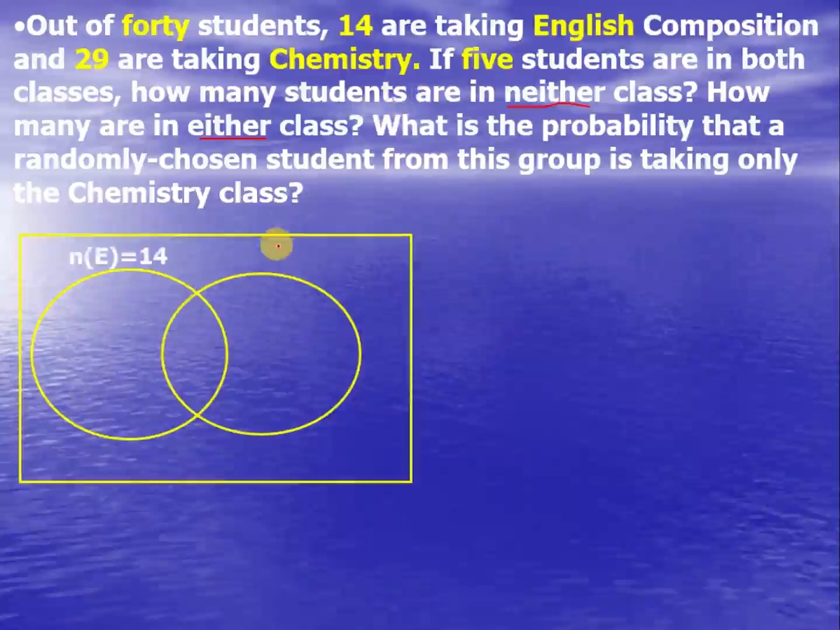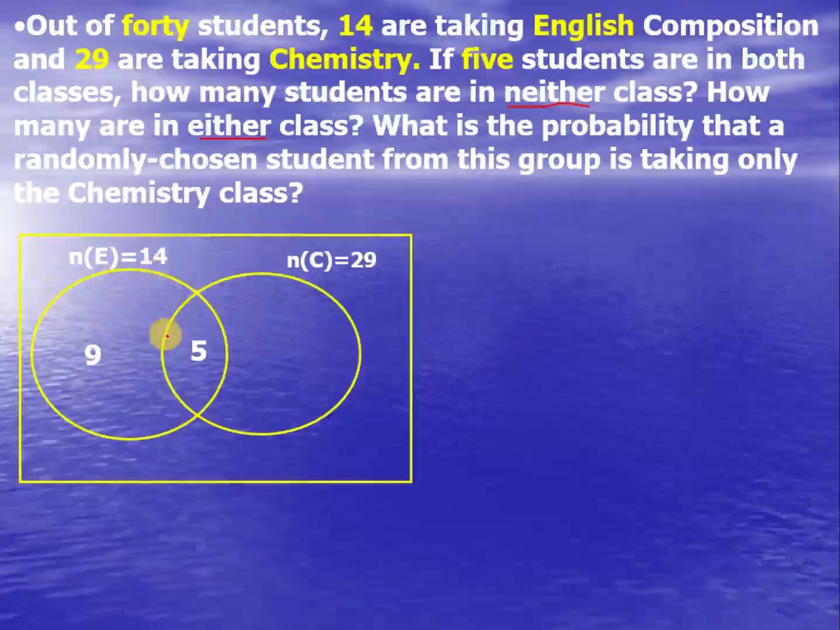Now, out of this, 14 of the students studied what? English. So this circle is what? 14. Then 29 take chemistry, so 29 is over here. Then if 5 students are in both classes, the intersection over here is 5 students. Now, whatever is inside the circle must give me what? 14.